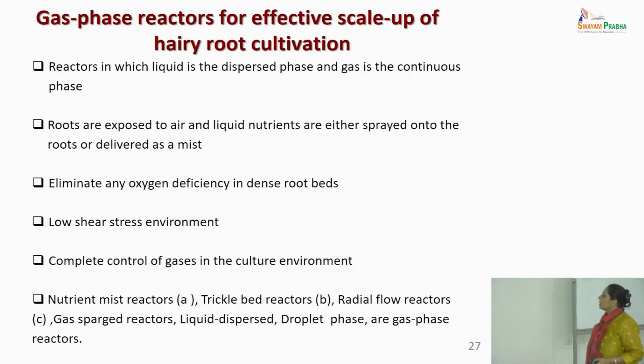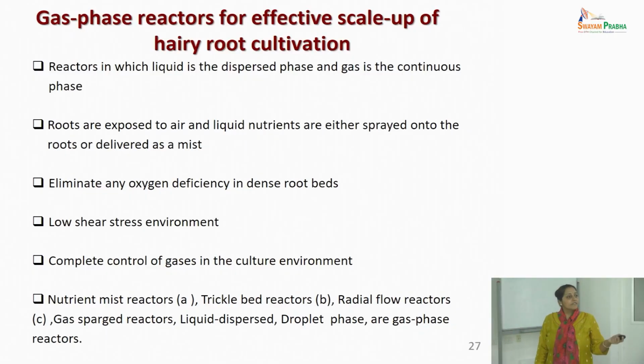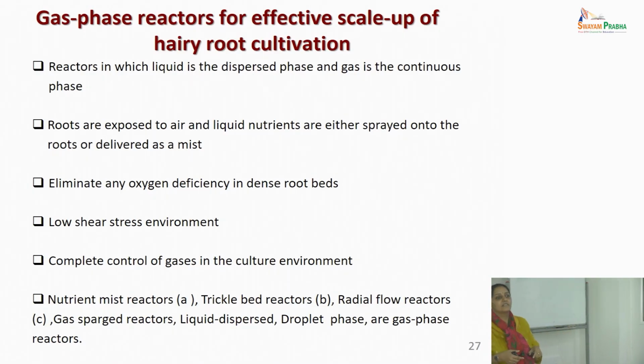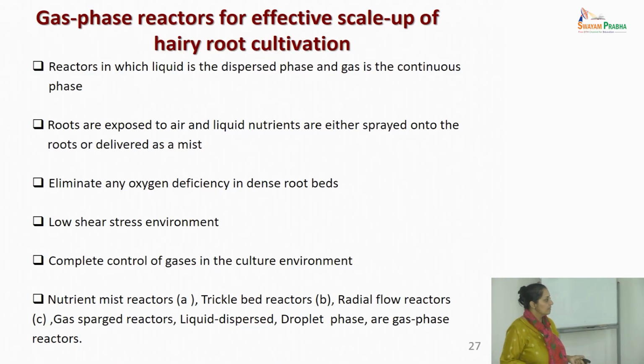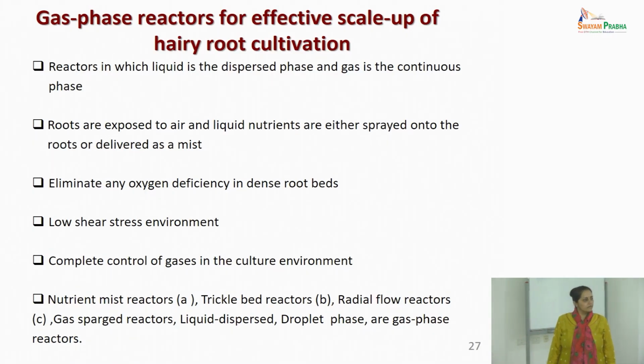Low shear stress environment, there are no moving parts, no hydrodynamic shear, so lesser shear environment. Complete control of gases. That's obvious because we have less water activity. So what kind of designs you will come across in literature for hairy root cultivations? Nutrient mist bioreactors, trickle bed bioreactors, radial flow reactors, and many more.